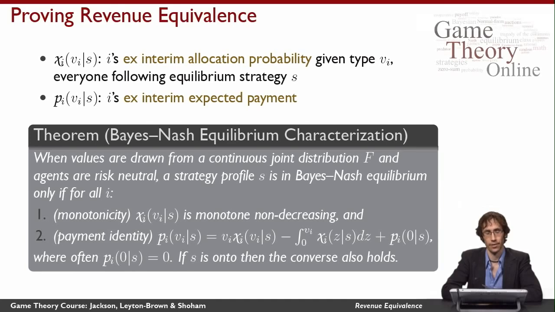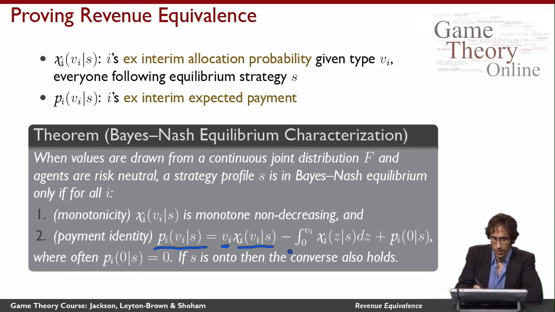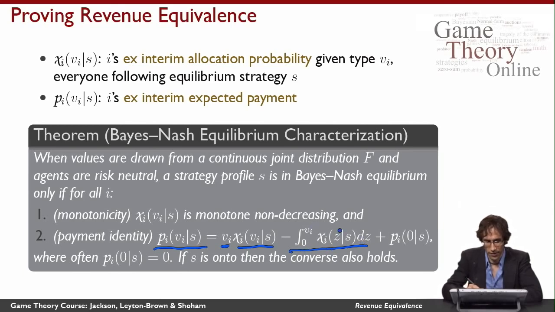The other thing that's necessary for a Bayes-Nash equilibrium is the following payment identity. And this probably looks kind of scary. It's just a whole lot of math, right? So I'm saying the payment function, this interim expected payment pi that an agent makes, needs to look like this. It needs to be the agent's value for the good multiplied by the probability that they get the good, minus this integral. The integral from 0 to VI of this interim allocation probability xi, plus the expected payment that an agent of type 0 gets.